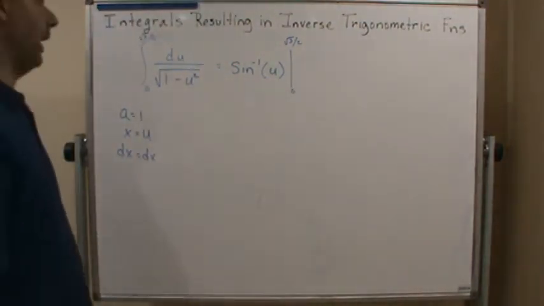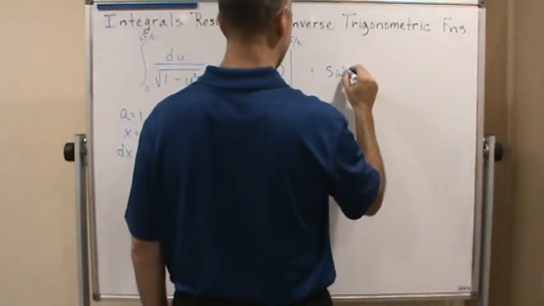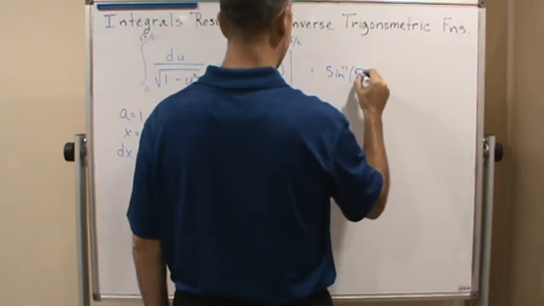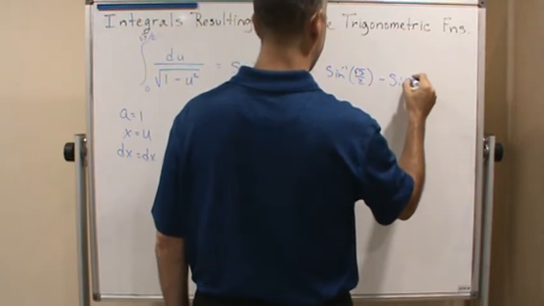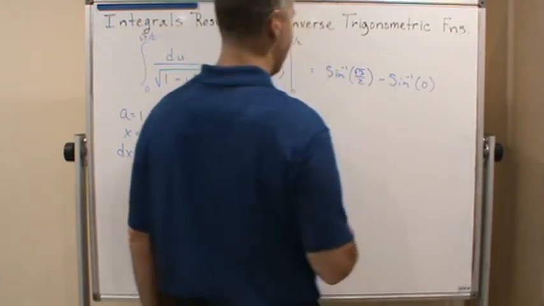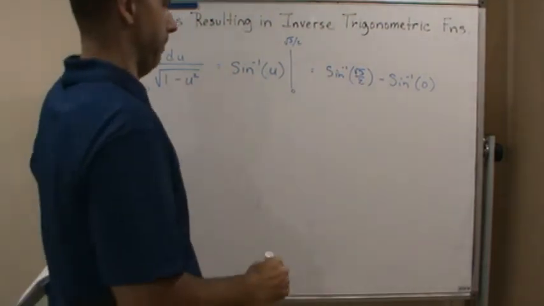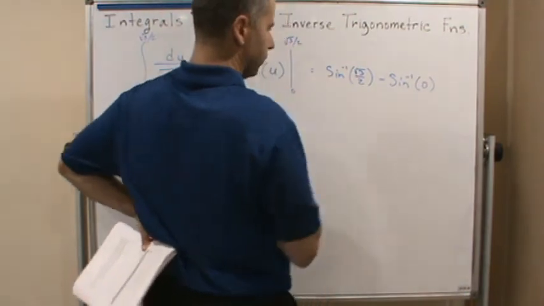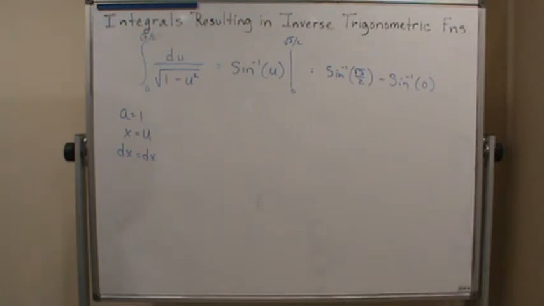And so now, how do we do this? Well, it's going to be sine inverse of the square root of 3 over 2 minus sine inverse of 0. And again, we ask ourselves, these are angles, right? So we ask ourselves, the sine of what angle equals the square root of 3 over 2? Well, you should recognize what that is. Okay? Because sine is what? Opposite over hypotenuse, right?